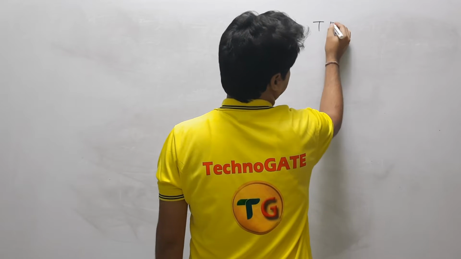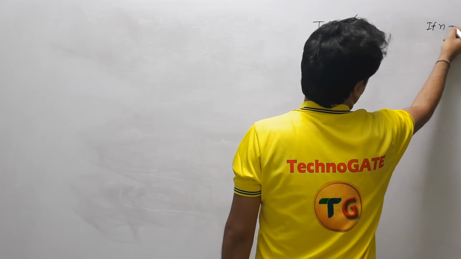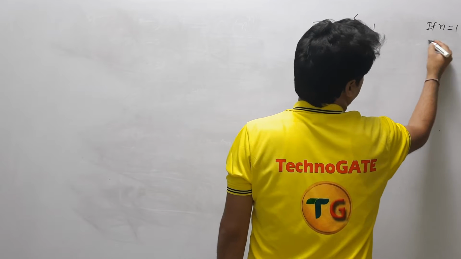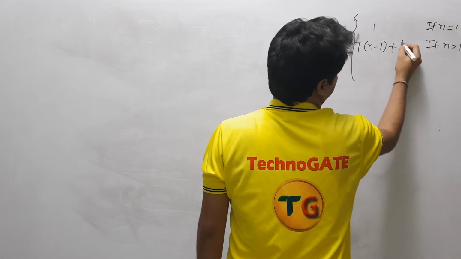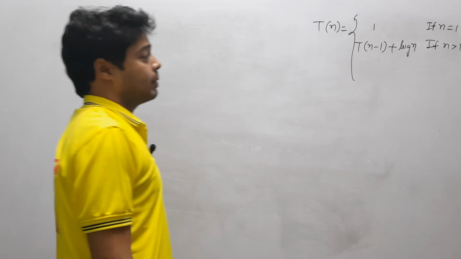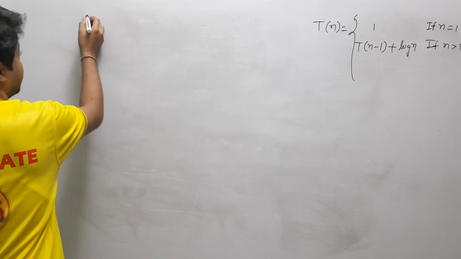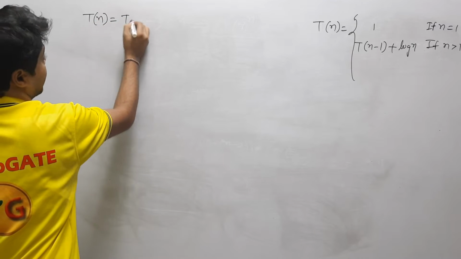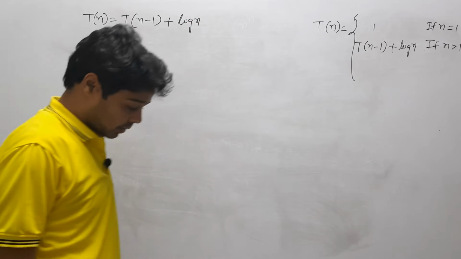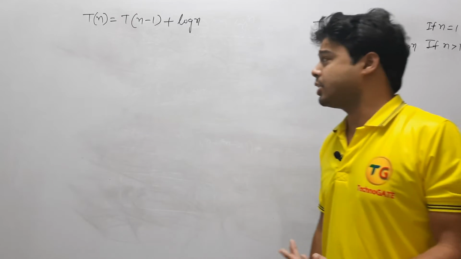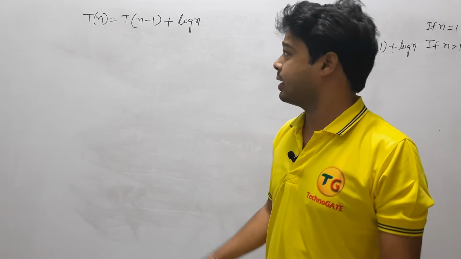So T of n is 1 if n is 1, and if n greater than 1, then T of n minus 1 plus log n. Let's check here. T of n is T of n minus 1 plus log n. So solve this one. Again it is the substitution method. Through the substitution method we can solve any recurrence relation.